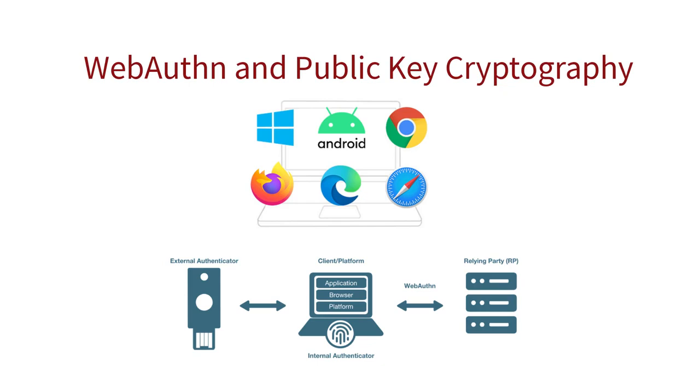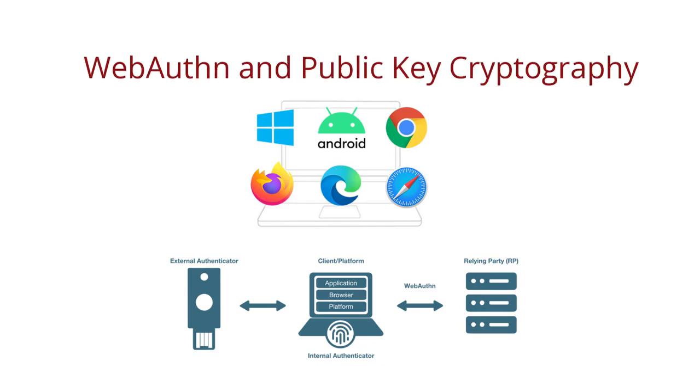Instead of a password, a private-public key pair, known as a credential, is created for a website. The private key is stored securely on the user's device. A public key and randomly generated credential ID is sent to the server for storage. The server can then use that public key to prove the user's identity.